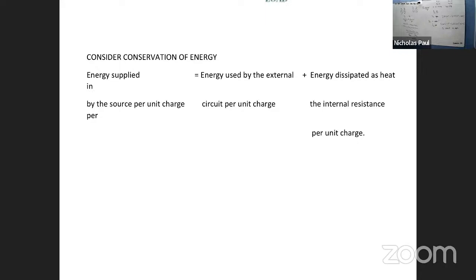So here, this is your EMF, this is your terminal PD, and this is your current through the internal system. Or you can write it like this: E is equal to I big R plus I small r. So this is the relationship between EMF, voltage, and internal resistance. If we draw a graph, E versus R.